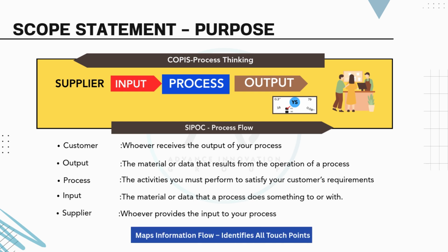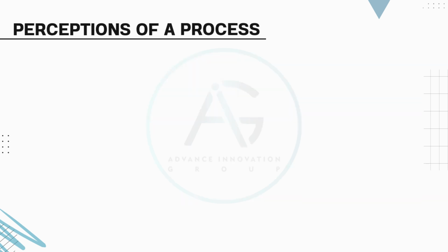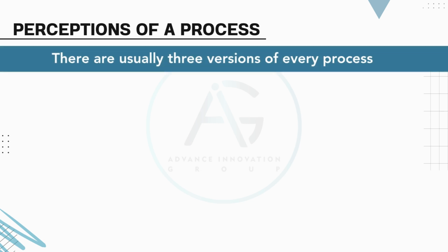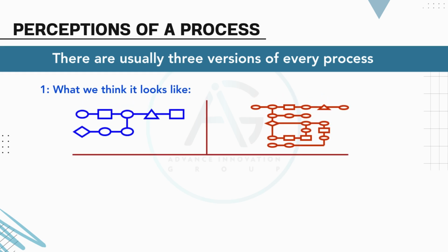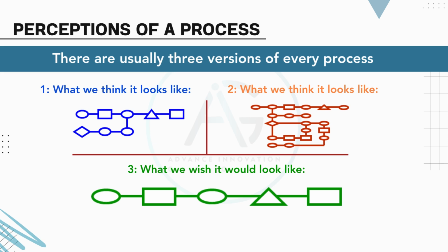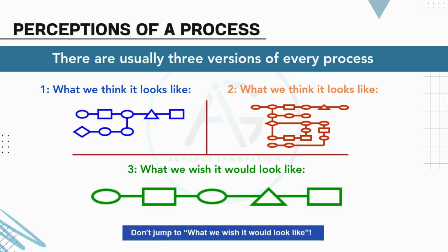Maps information flow, identifies all touch points. Perceptions of a process. There are usually 3 versions of every process. 1. What we think it looks like. 2. What it actually looks like. 3. What we wish it would look like. Don't jump to what we wish it would look like.